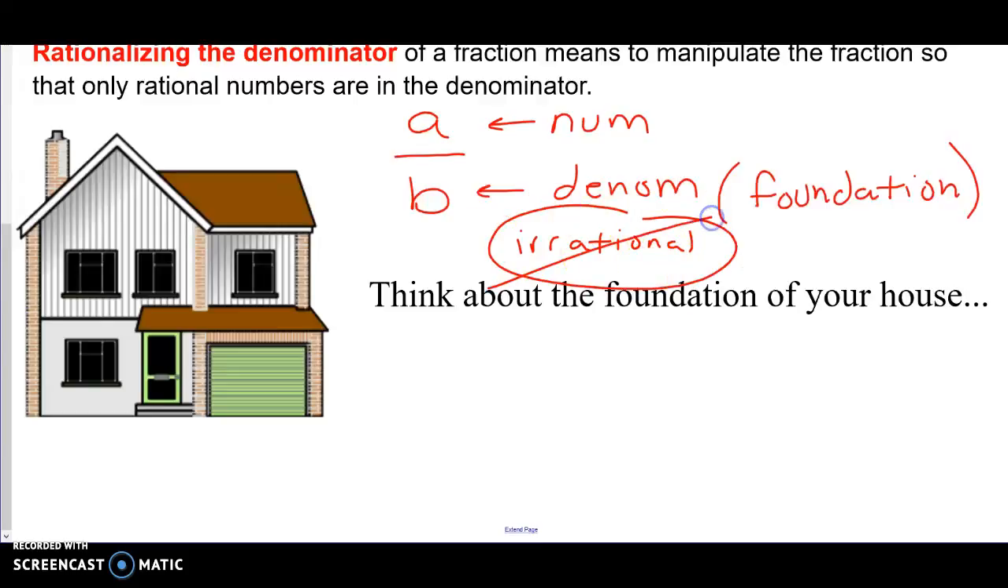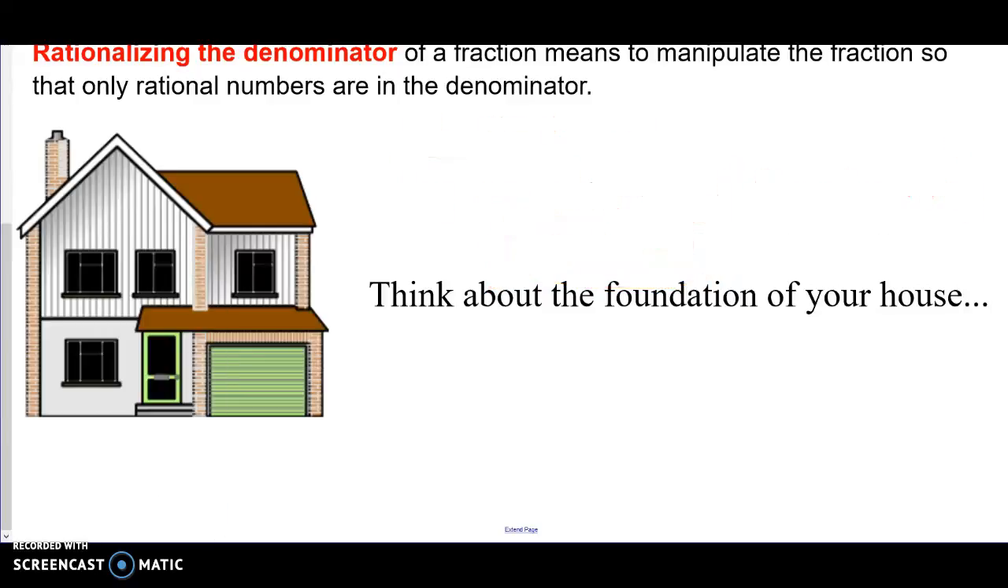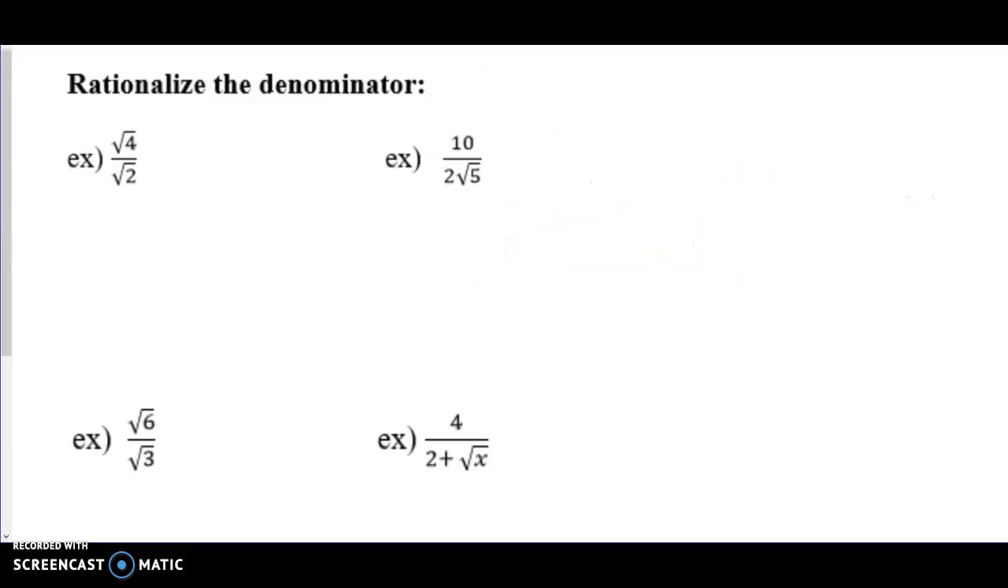You don't want your denominator to be irrational, or else it's like the foundation of your house is being built on gravel as opposed to concrete. We want a nice, pretty, rational foundation for our house. So let's take a look at a couple examples here. Look at the first example, the square root of 4 over the square root of 2.